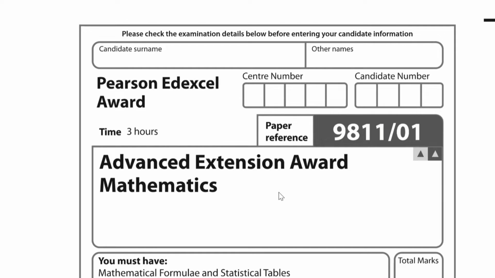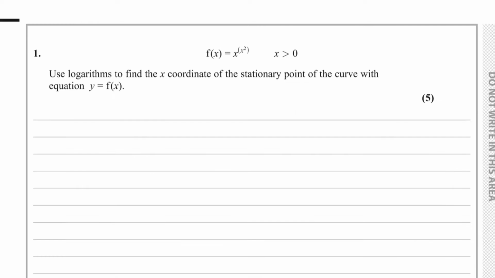This is the EdExcel Advanced Extension Award from the June 2022 series. Question number 1. We are given that f of x is equal to x to the power of x squared, where x is greater than 0.